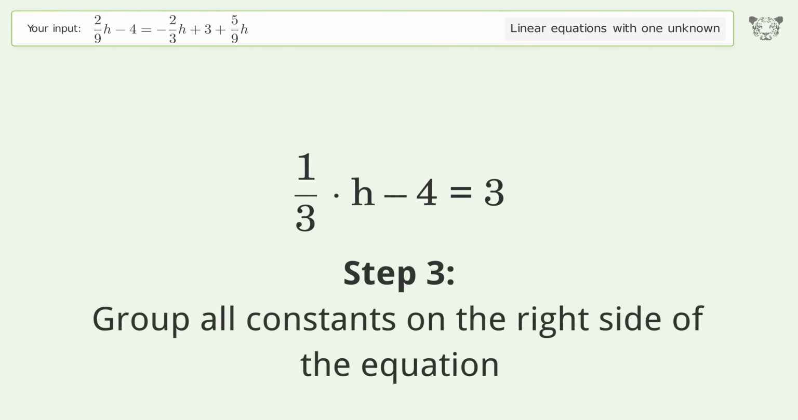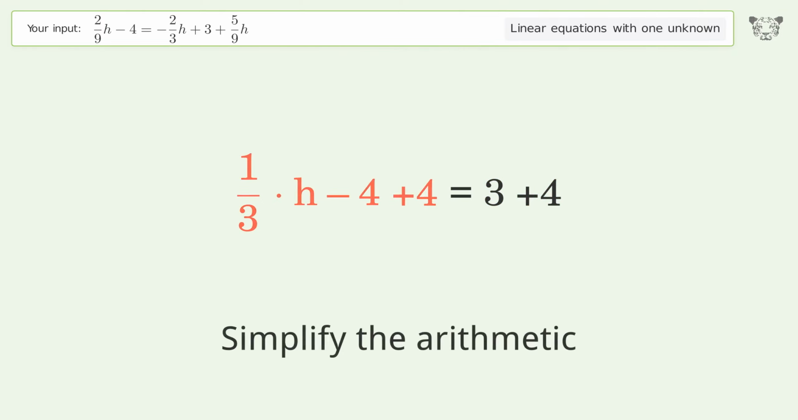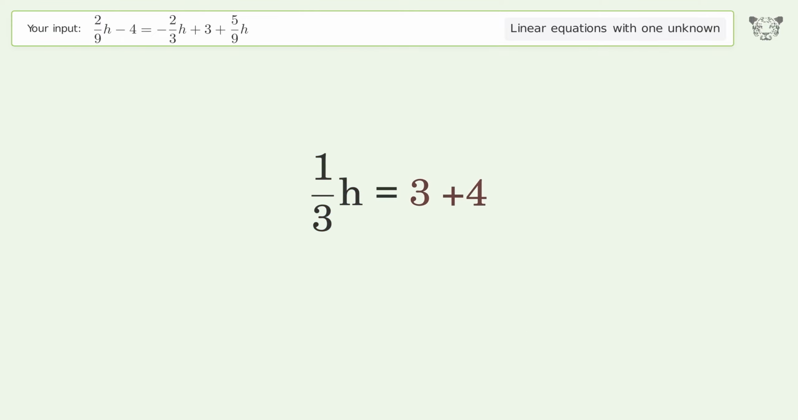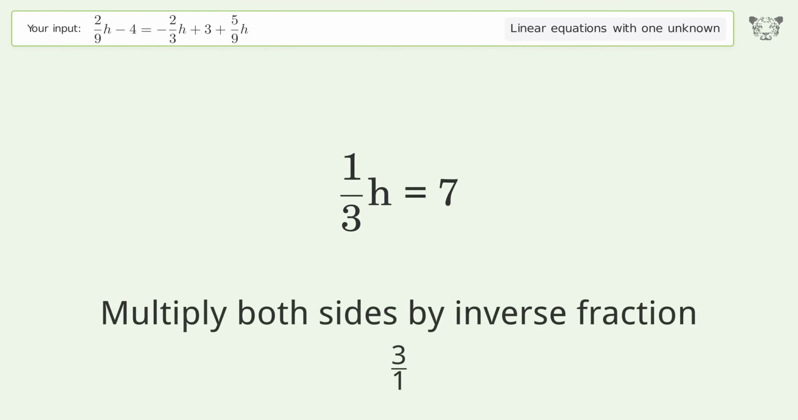Group all constants on the right side of the equation. Add 4 to both sides. Simplify the arithmetic. Isolate the h. Multiply both sides by inverse fraction 3/1.